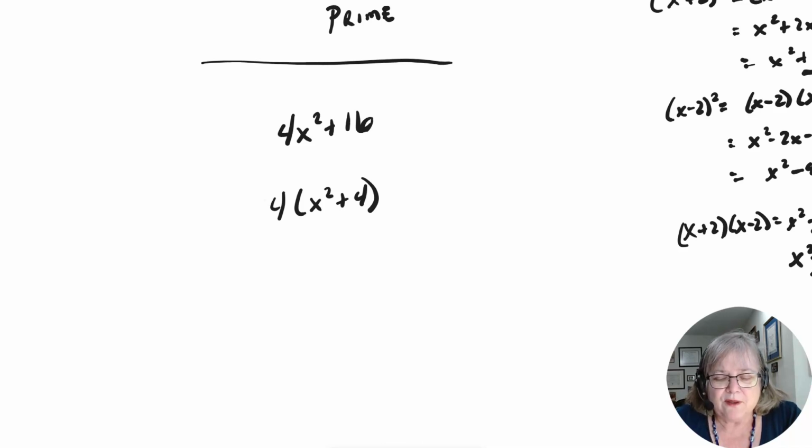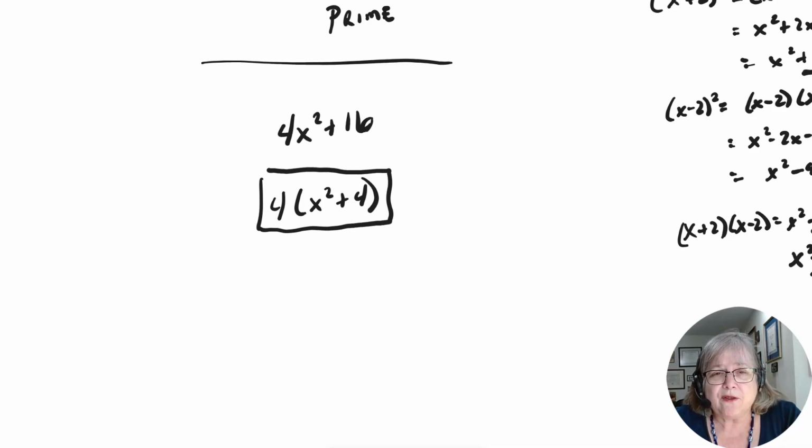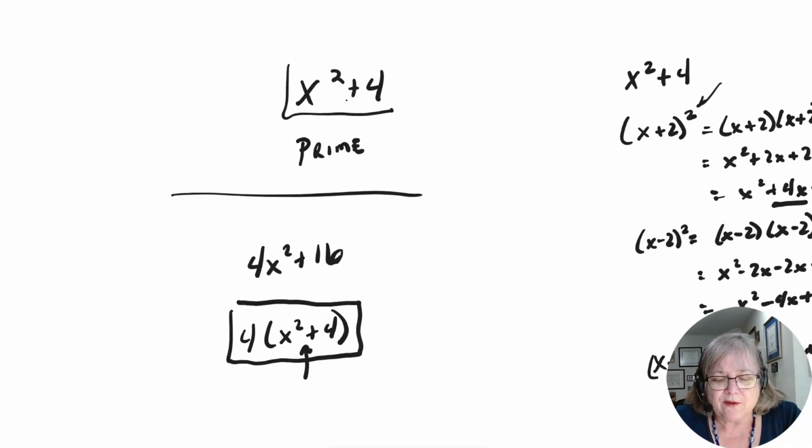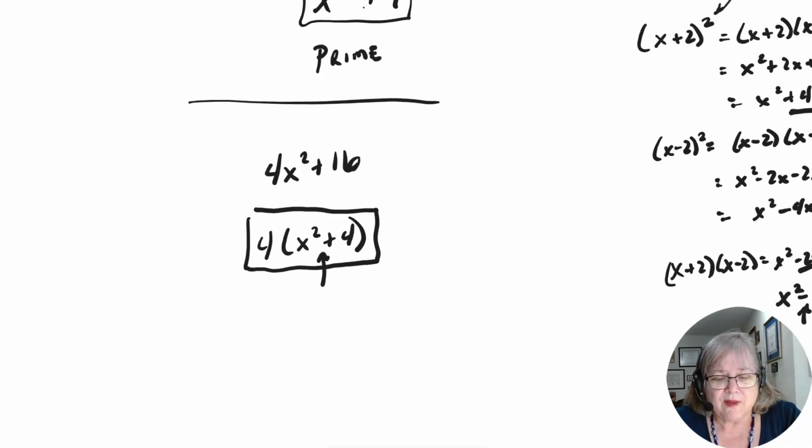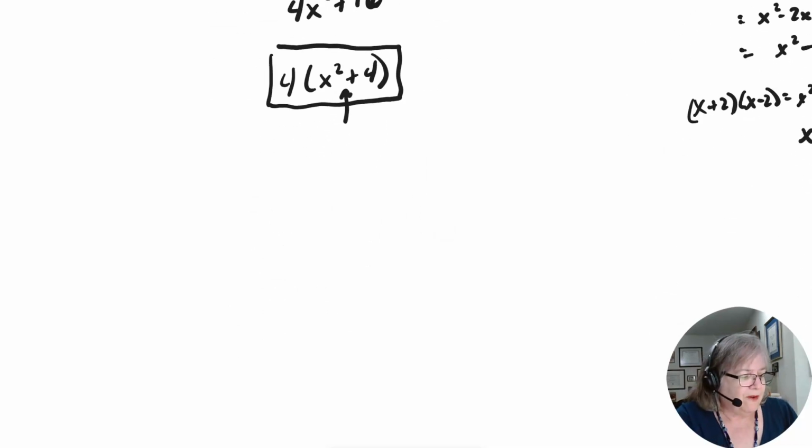So the fact that you can get out a 4 and that this results in the sum of two squares doesn't say that it doesn't factor. It factors a little bit. You can get this common 4 out, right? And it doesn't factor any further because this sum of two squares does not factor more, right? As opposed to this one that didn't factor at all. All right? So be careful.